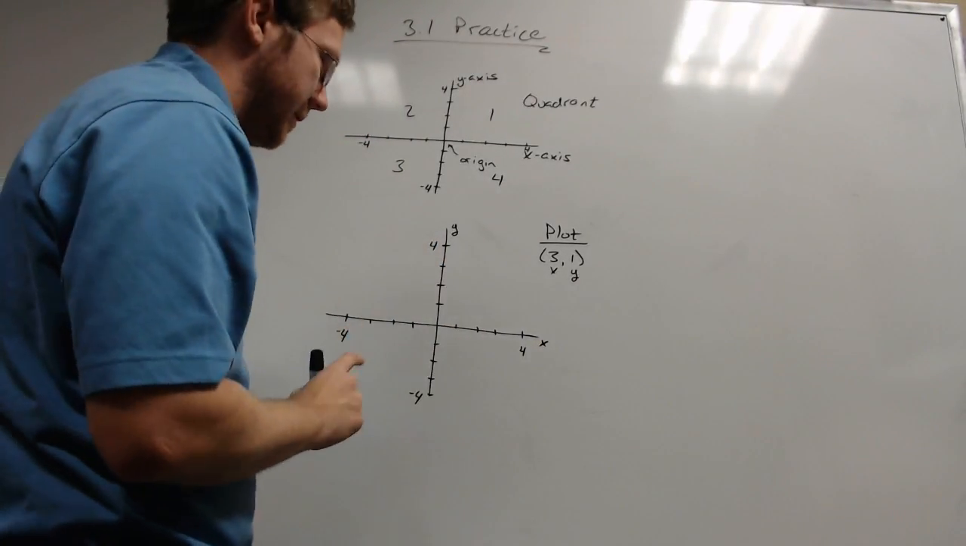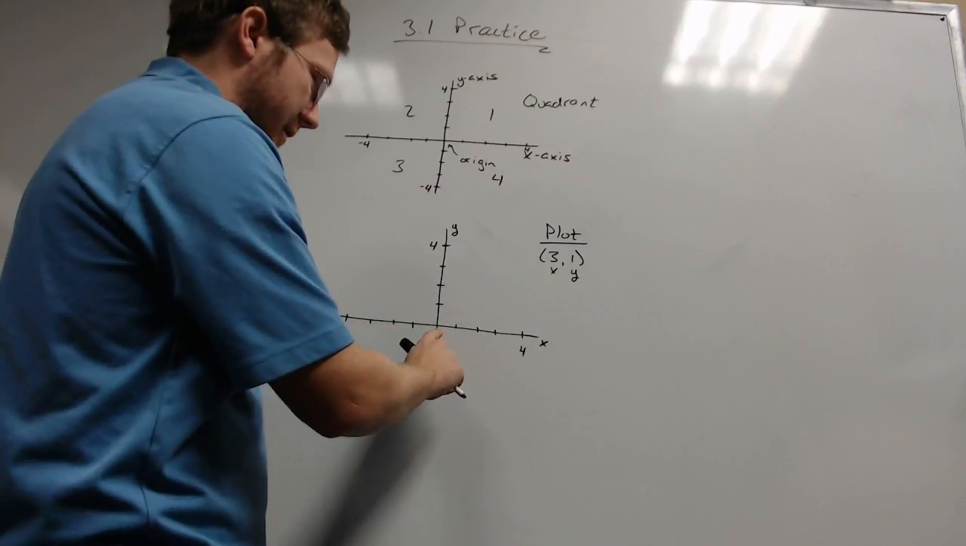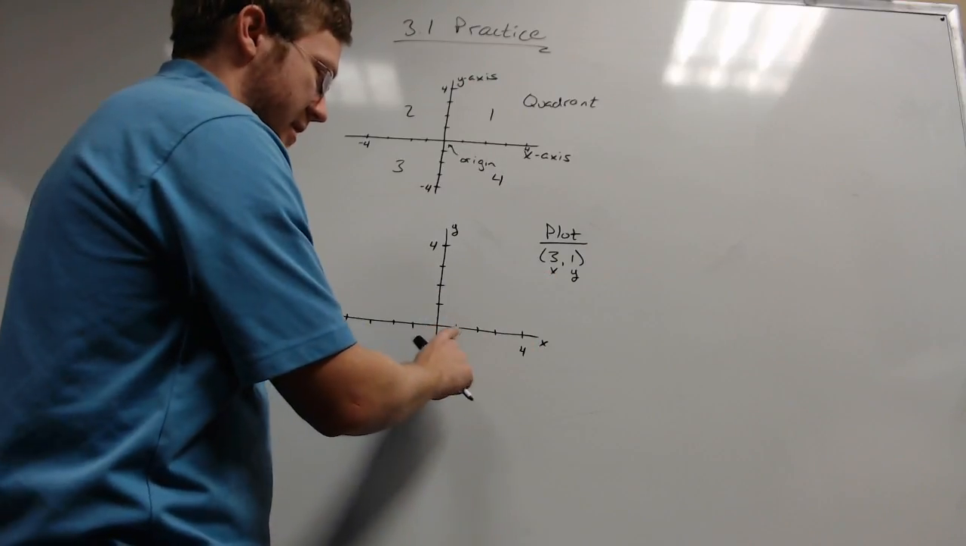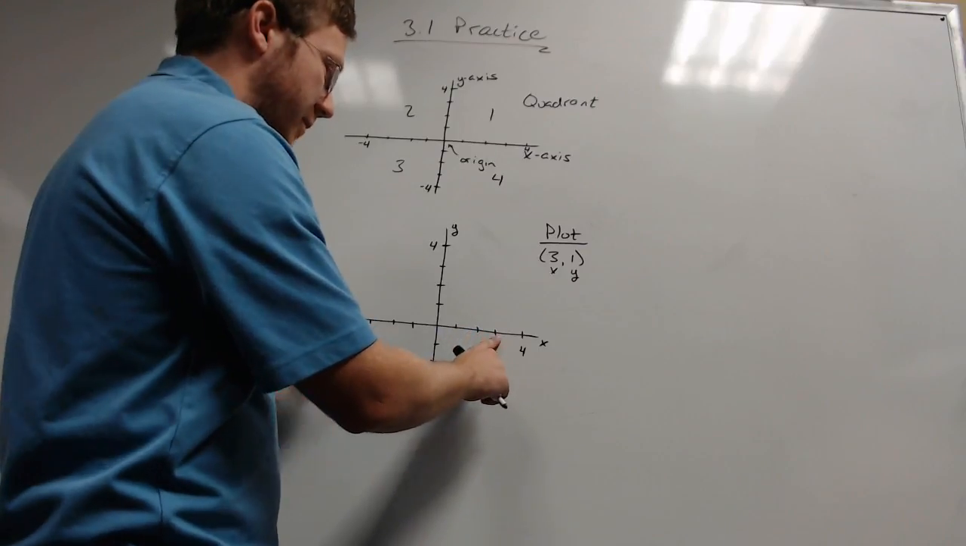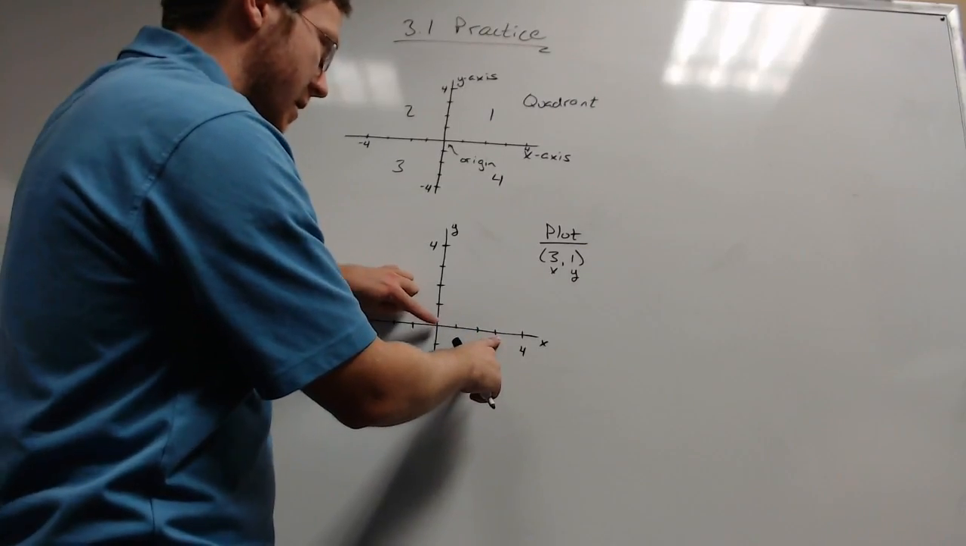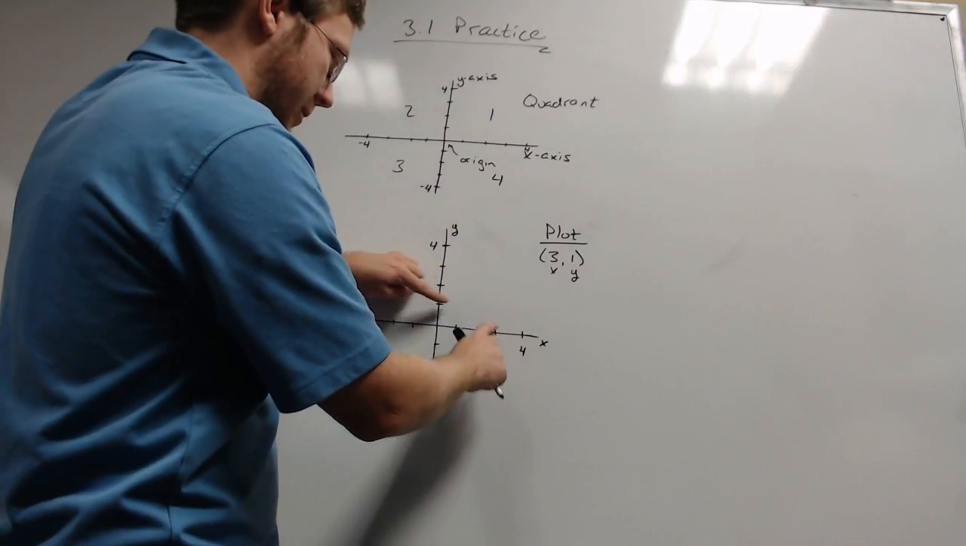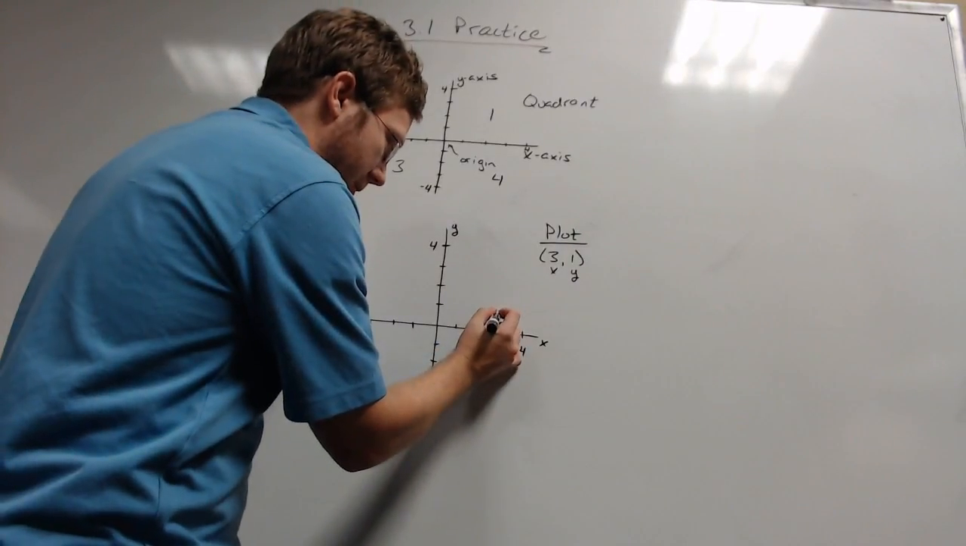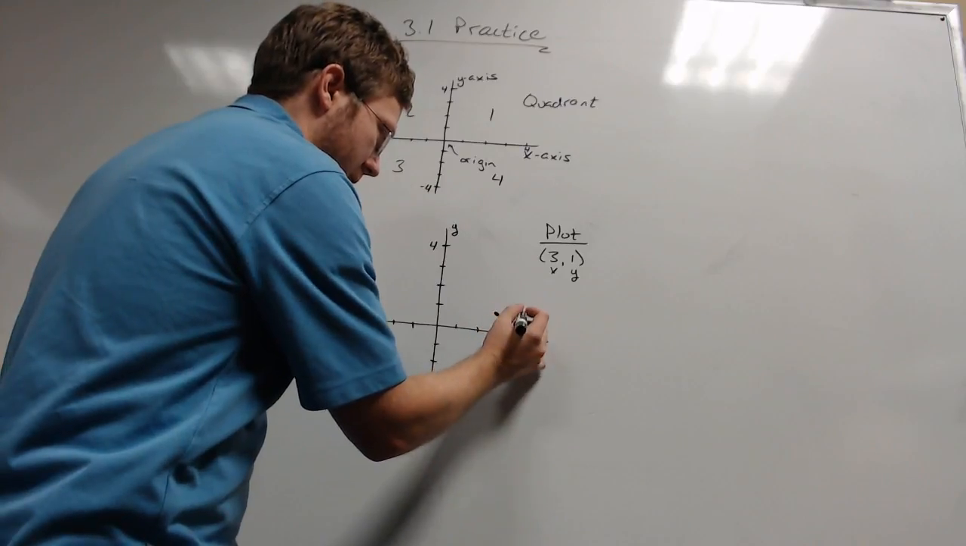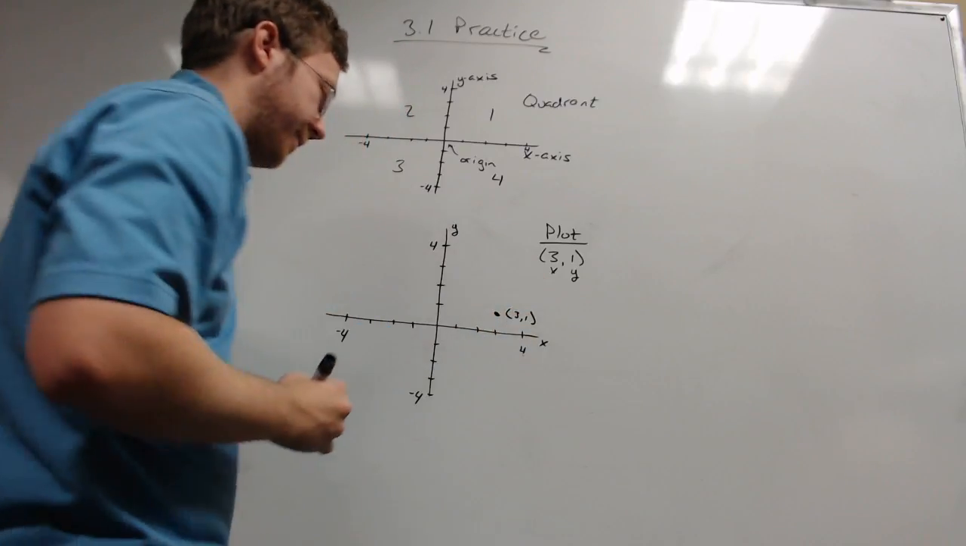Okay, so if we're going to plot the point 3, 1, we need to travel on the x-axis, so the horizontal axis, to where x is positive 3. We need to travel on the y-axis to where the y is positive 1, and those two locations are going to meet at one single point, 3, 1.